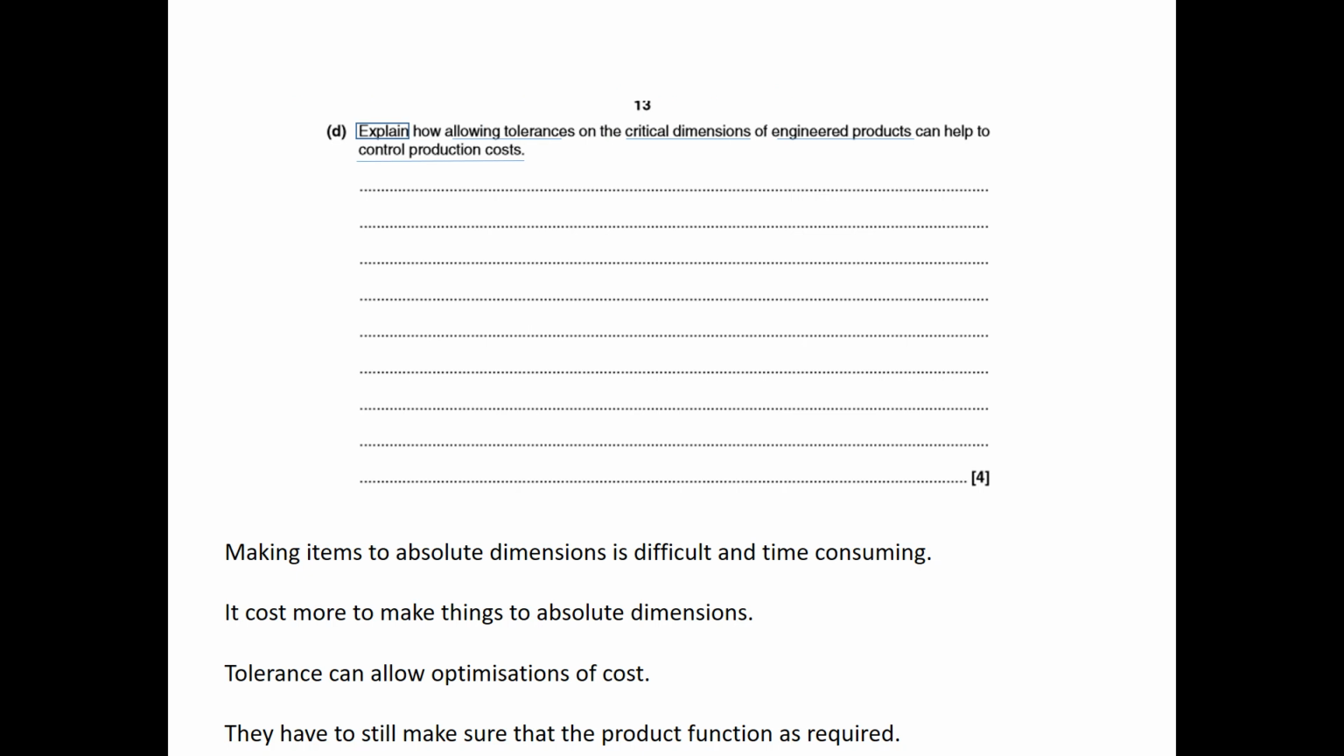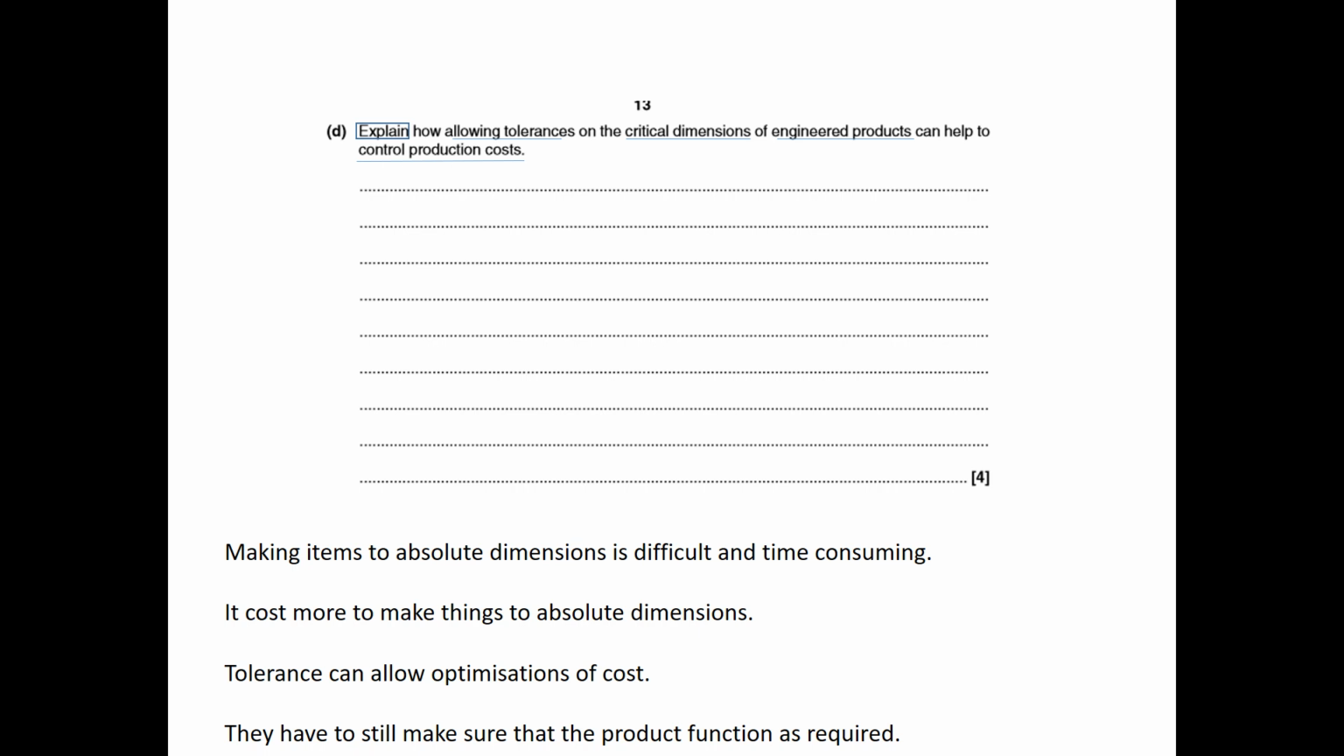This was looking again at tolerances to explain how allowing tolerances on the critical dimension of engineered products can help to control production costs. This is 4 marks. So these are my structured responses to my question. I thought that making items to absolute dimensions, so we've got to make it to 10 mil, absolute, that's going to be pretty difficult to do, and it's time consuming. So that's one reason why we might have tolerances. It's going to cost more to make things to absolute dimensions.